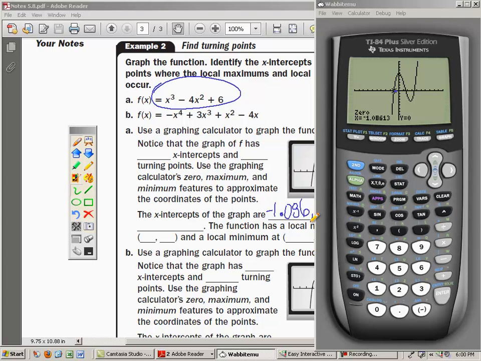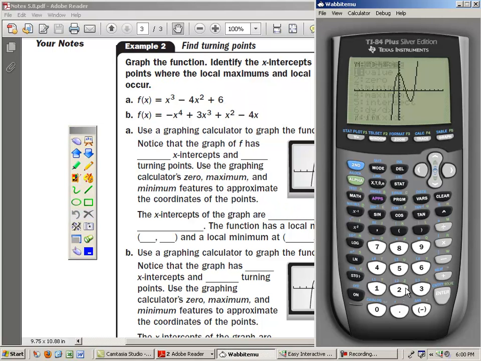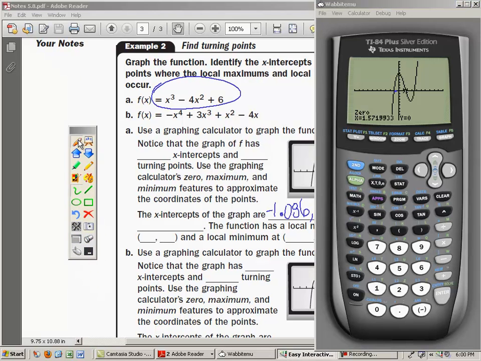Our next 0 is then going to be calculated the exact same way. So I have to go back over here to my pen, second calculate. We're going to calculate a 0, and we're going to go somewhere to the left of the next 0, which we can see is right in here. So we're going to press enter on the left of it, go to the right of it, and then wager a guess somewhere around there, and we get back to here, and we have one of the zeros at negative 1.086. The next one is at positive 1.57. We'll call it 1.572, all right?